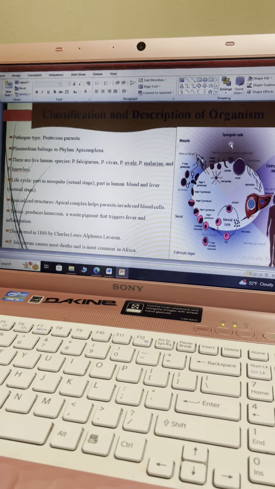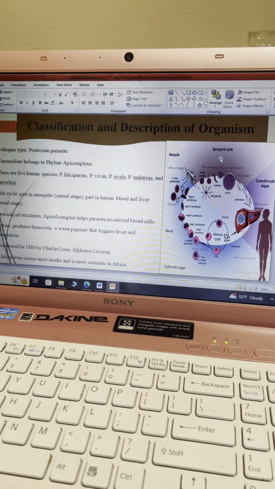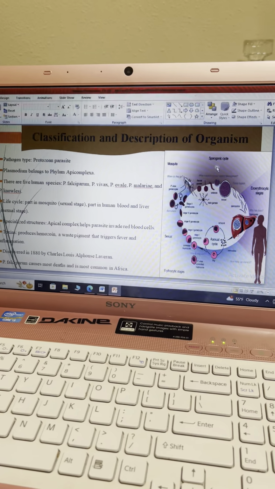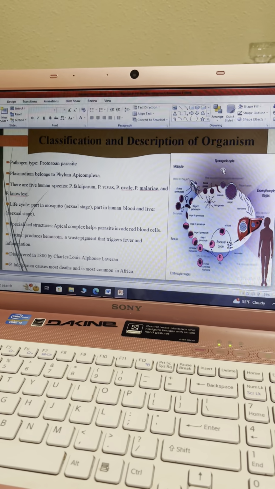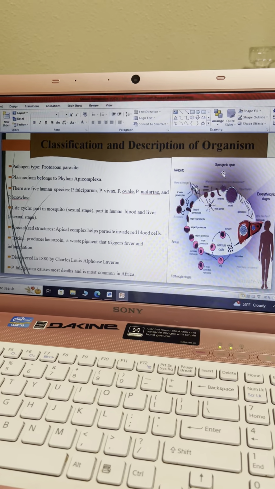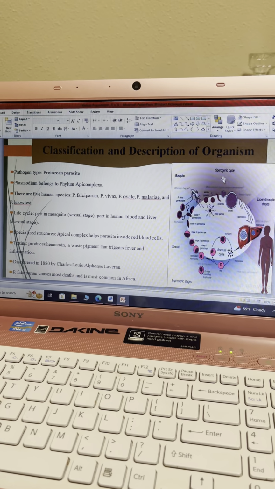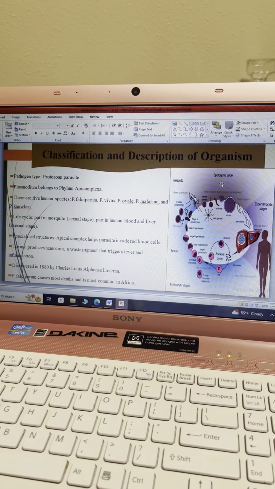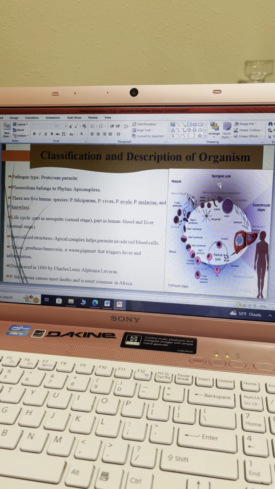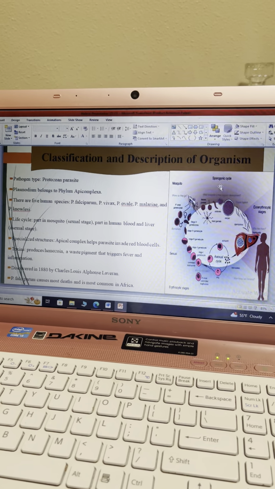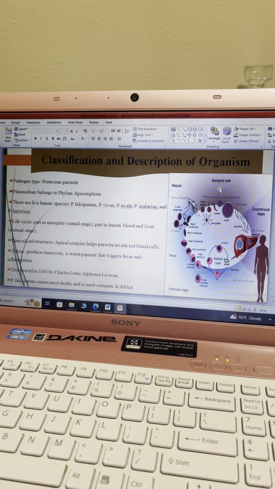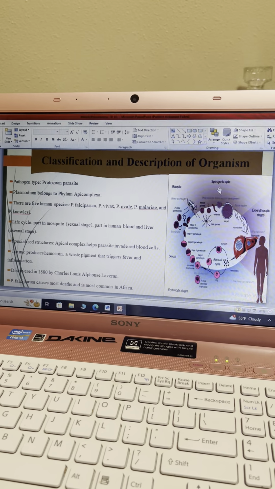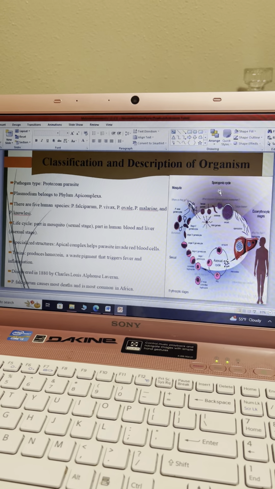The classification and description of the organism. The pathogen type is protozoan parasite. Plasmodium belongs to phylum Apicomplexa. There are 5 human species. This includes P. falciparum, P. vivax, P. ovale, P. malariae, and P. knowlesi. The life cycle: part is in the mosquito, which represents the sexual stage, and part is in human blood and liver, which represents the asexual stage.